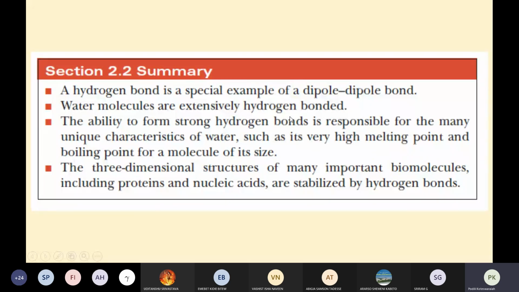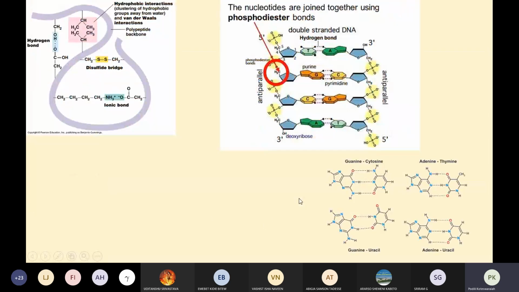In summary, the hydrogen bond is a type of dipole bond, and water molecules are extensively hydrogen bonded. They can form hydrogen bonds with other water molecules, and also with other molecules. So that's why water has unique characteristics. This is also the reason why it has a very high melting point and boiling point compared to other molecules of close molecular size. And the three-dimensional structure of many important biomolecules like proteins and nucleic acids is stabilized by hydrogen bonds. So that is the importance of hydrogen bonding.